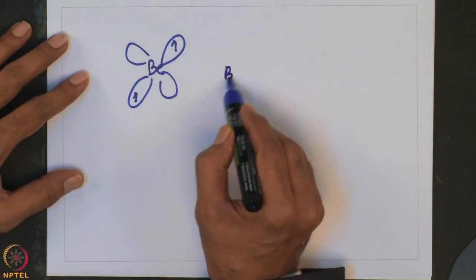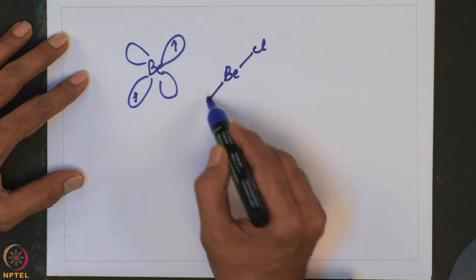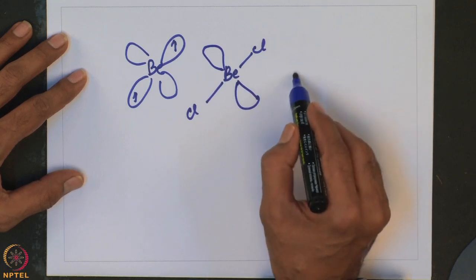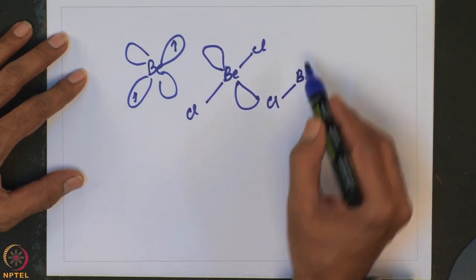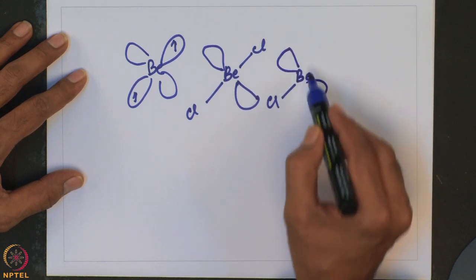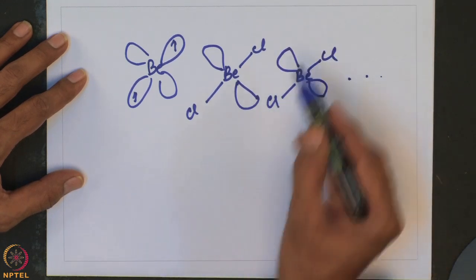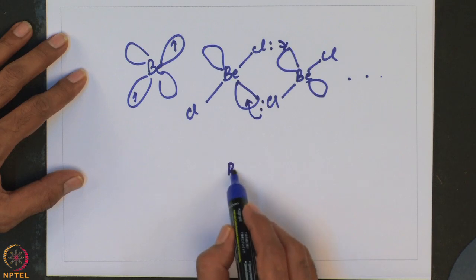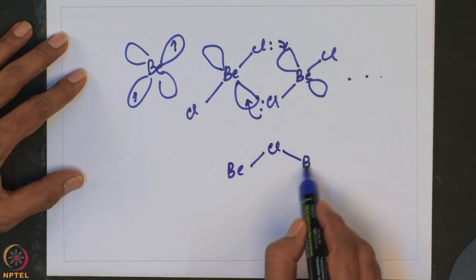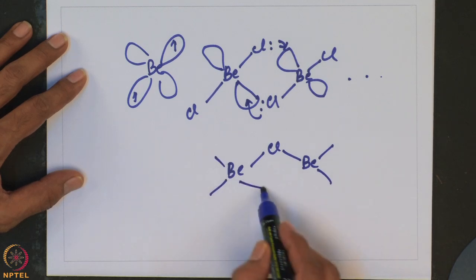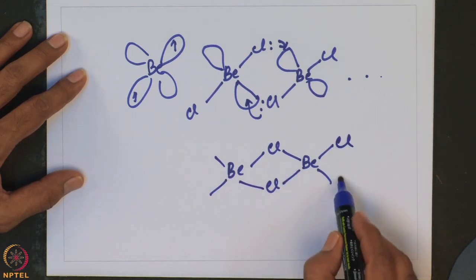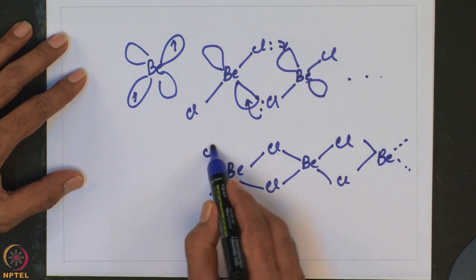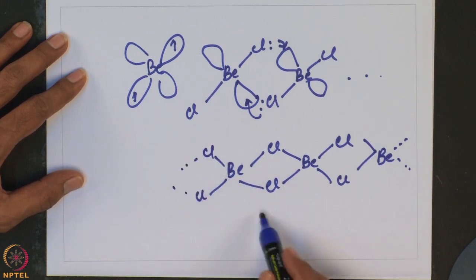So, it forms now Cl, and now we have empty ones, and another one comes here, it arranges in this fashion. Okay, it continues like this. So, here now this lone pair is donated here. So, it forms now, and it continues like this.